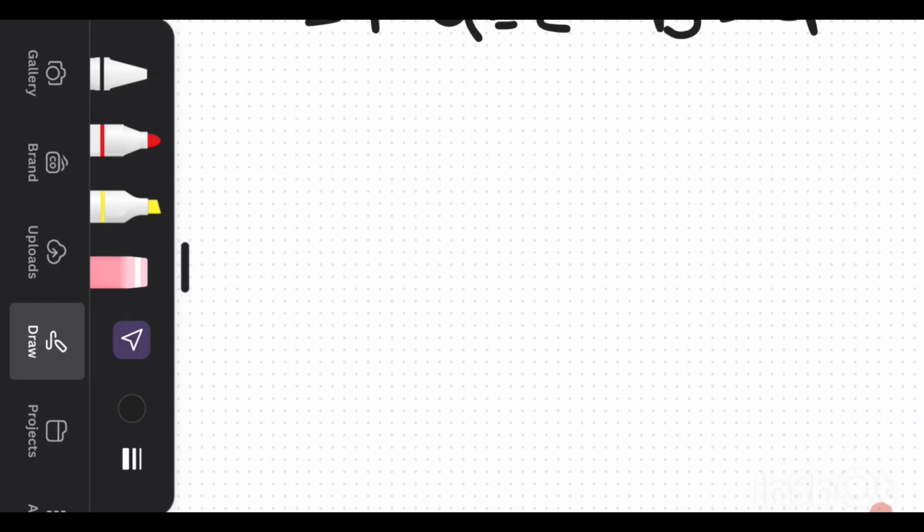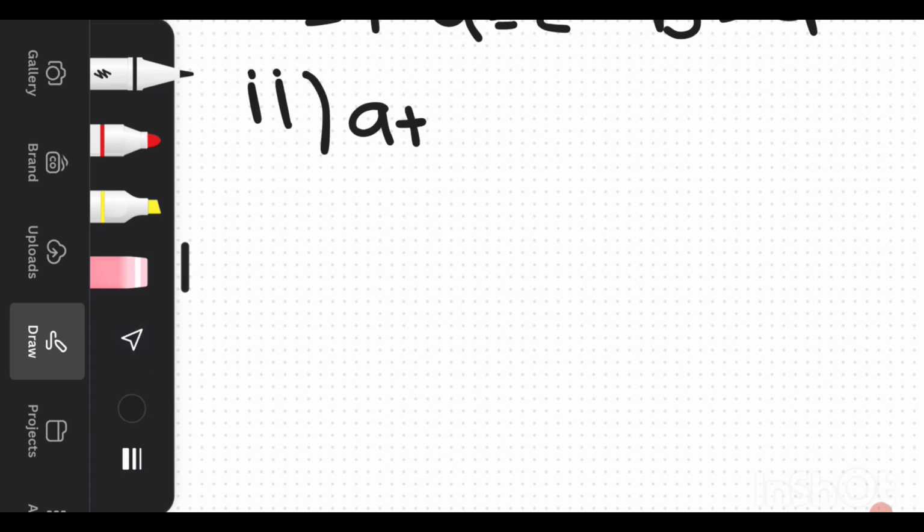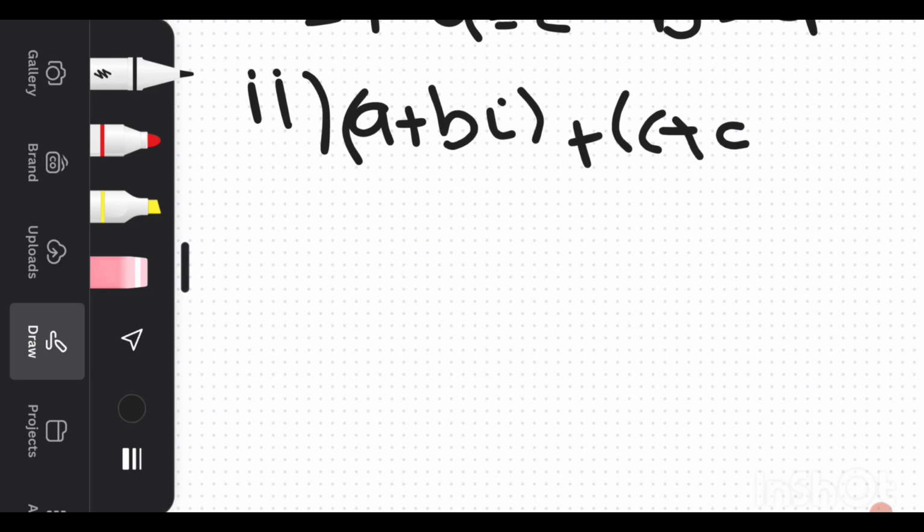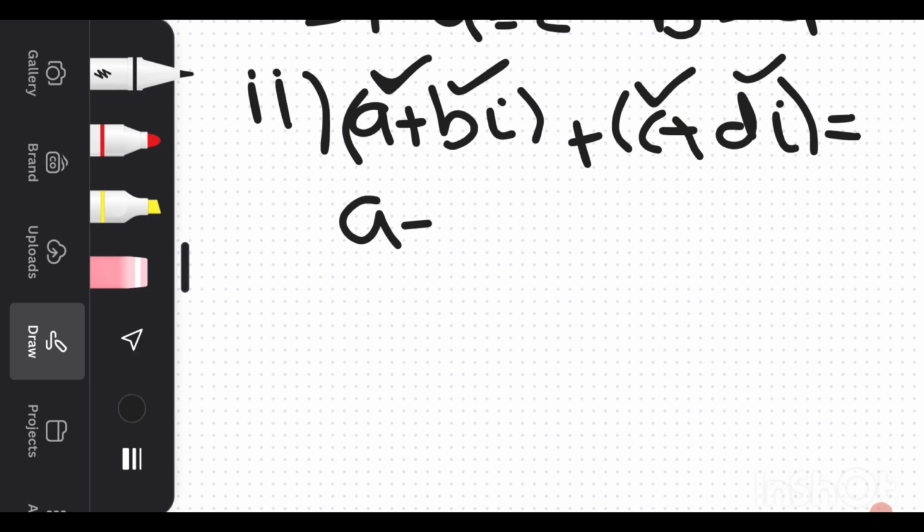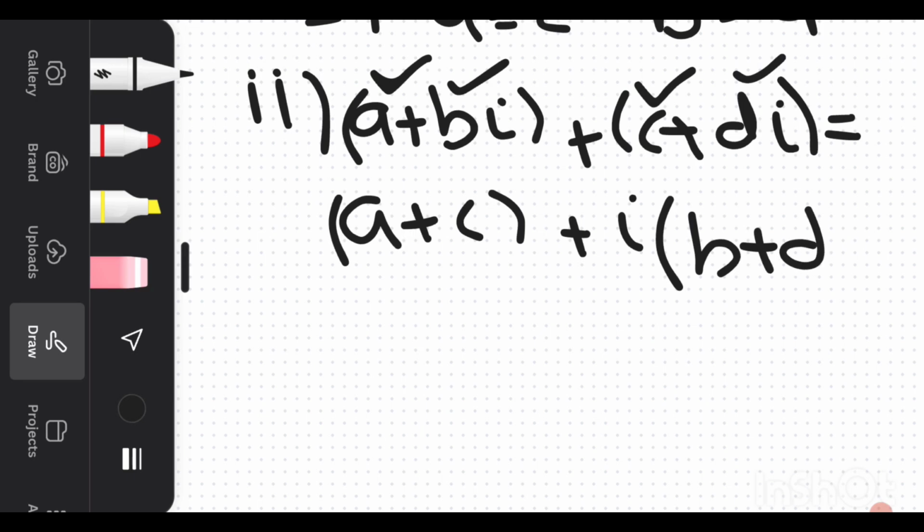The second one is that we can add two complex numbers. For example, a plus b iota plus c plus d iota. The real part will be added to the real part, which means a will be added to c and b will be added to d. So this is equal to a plus c, plus iota, which we take as common, times b plus d.